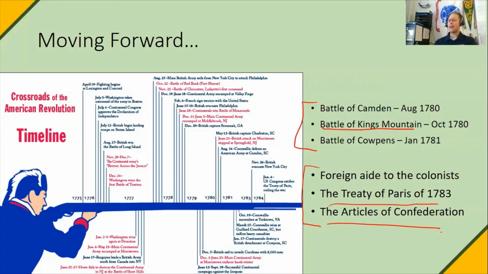And we're going to see how that's not going to go necessarily according to plan, and how the failure of the Articles is going to bring about the U.S. Constitution, effectively the playbook for the United States government that we still use today, albeit with some amendments.